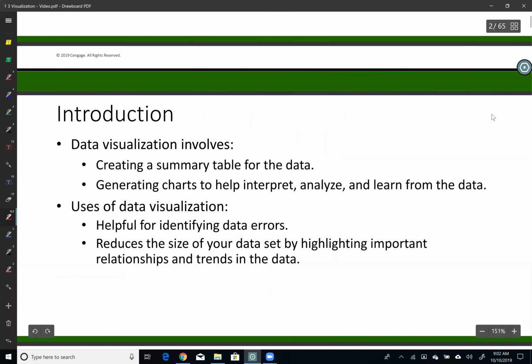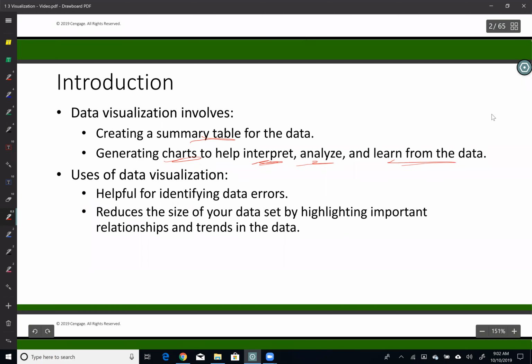All right, so data visualization involves creating a summary table or generating charts. The idea here is to help interpret these results, information, or data, analyze them and learn from the data. It's important to visualize data to find errors in your data or in your business process, and reduce the data set because we have so much data out there. We don't want to deal with data that's not necessary for our decision-making process.